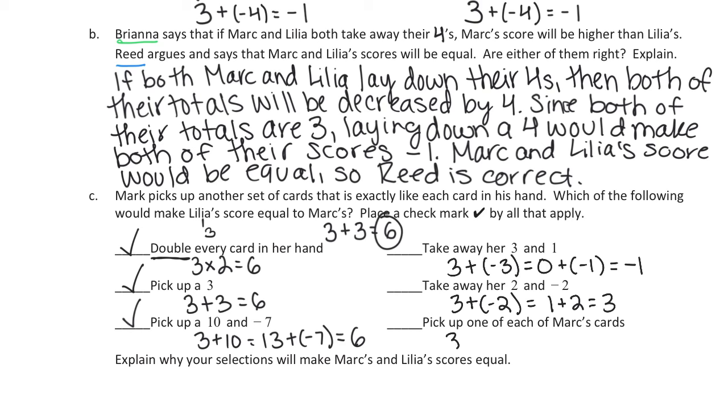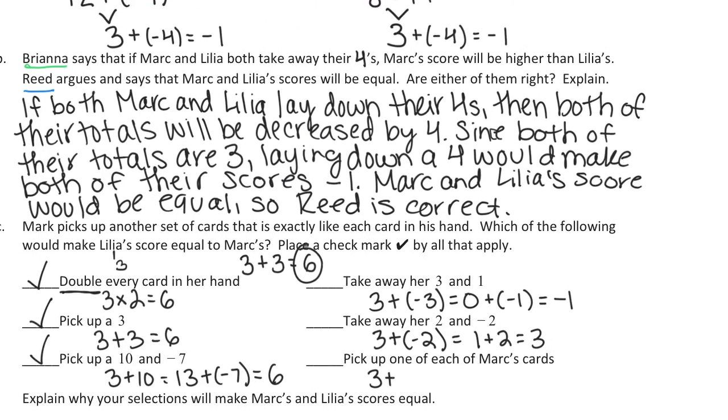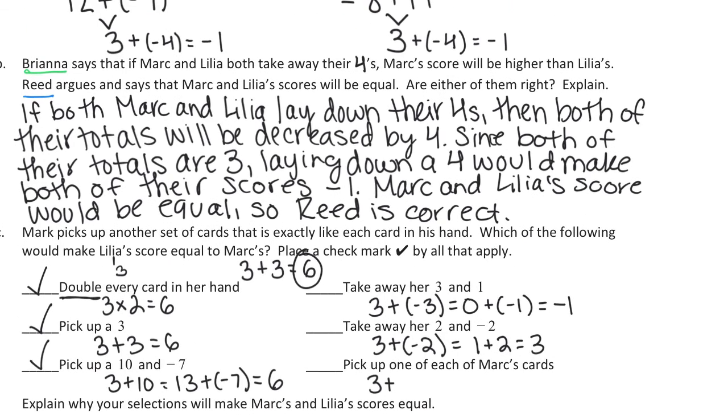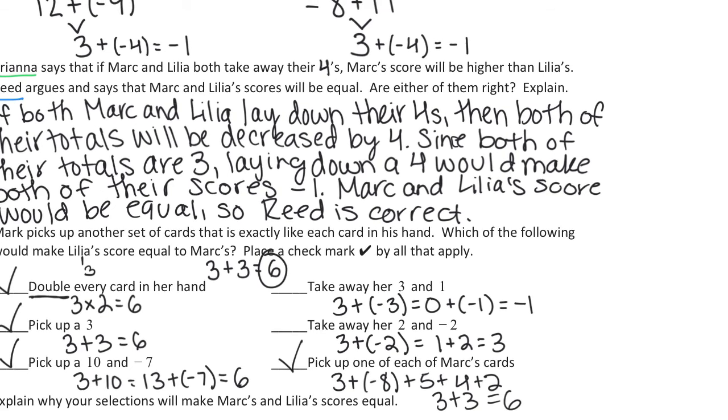Then it says, pick up one of each of Mark's cards. We have 3, because that's her starting score, plus, let's look at Mark's cards. Mark has -8, so we have plus -8, plus 5, plus 4, and plus 2. Now, we know that from our problem up here that all of that equals 3. So essentially, we really do have 3 plus 3, and that's going to give us 6. That is the same score as Mark's, so we can go ahead and check off that line as well.